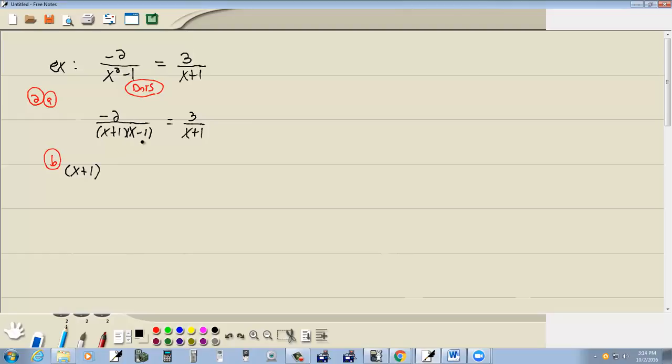Then I'll go to my next factor, the x minus 1. And I'm looking for the greatest number of x minus 1's in a single denominator. There's 1 here, none here, so we'd have 1. So this would be our LCM. And we'd multiply it times our first fraction. And we'll multiply it times the fraction on the right side.